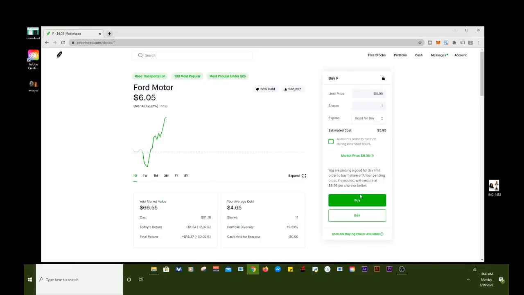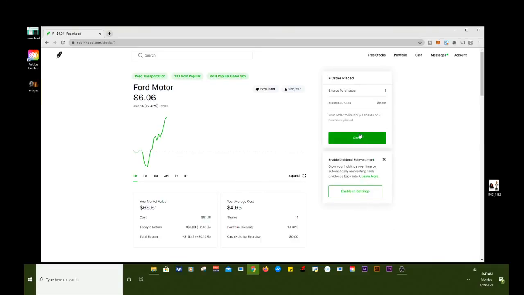So if you want to get it at a price you want, you don't want to sit here and watch it all day. Set this up automatically and it will execute it for you and send you your email receipt. Your order to limit buy one share of Ford has been placed. So if we get to 5.95, it's going to place that order.